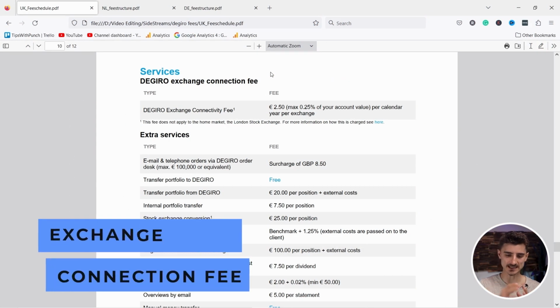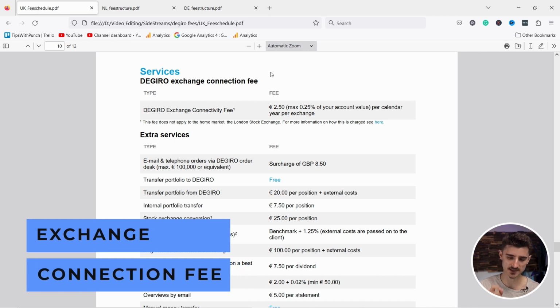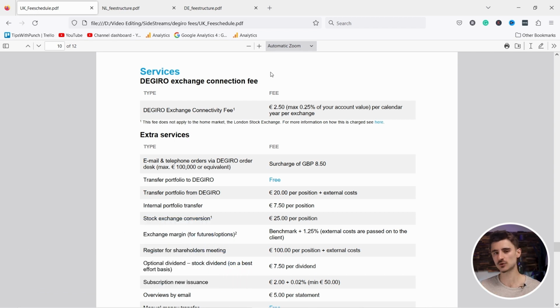The next one is the DEGIRO exchange connection fee, which is a bit sneaky because I don't think you can notice it until you start trading. Luckily, it's only 2.5 euros per year. But every time you start a new trade on a new exchange, they will charge you this connection fee. And as long as you keep the trade open, every year they will charge this fee. If you're investing with small amounts, keep this one in mind and maybe just pick one or two exchanges where you invest, and that way you keep this fee to a minimum.